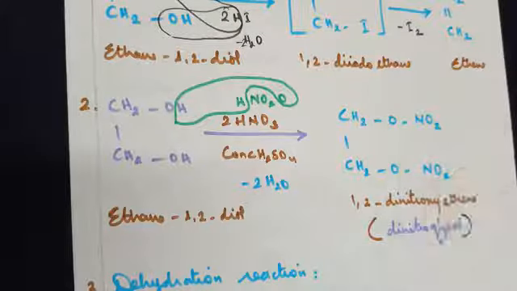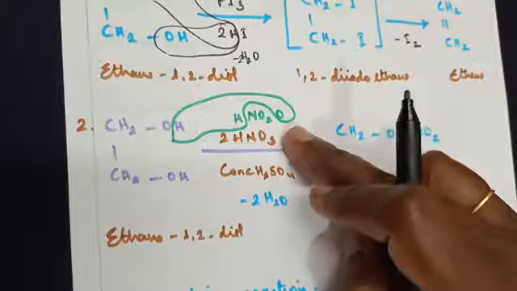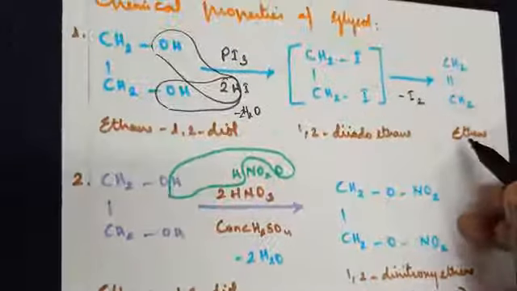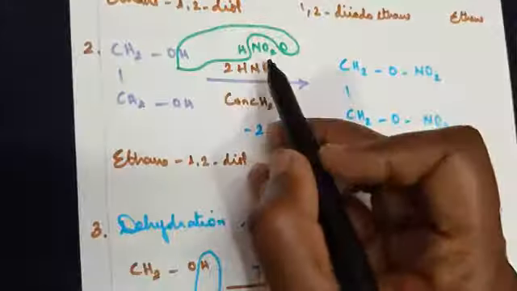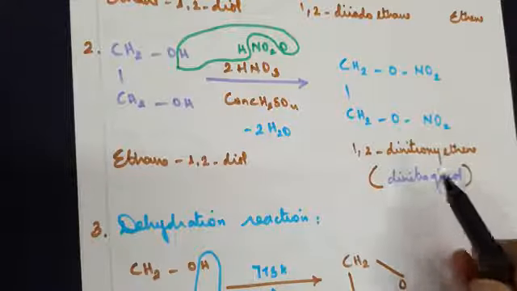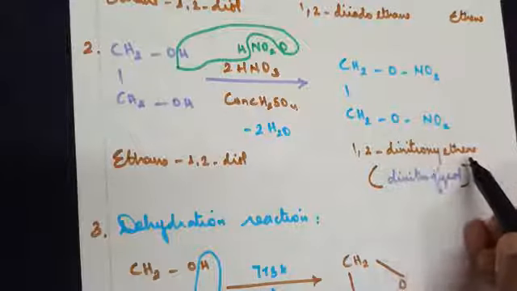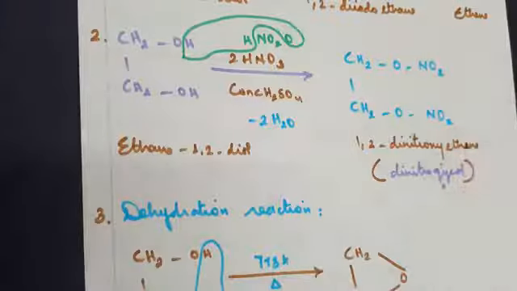Whether you treat with phosphorus triiodide or nitric acid, here phosphorus triiodide gives us ethene as the product. Ethane 1,2 diol, when you treat it with nitric acid, we get dinitroglycol or 1,2 dinitroxyethane. It's not an ethene, it's an ethane.